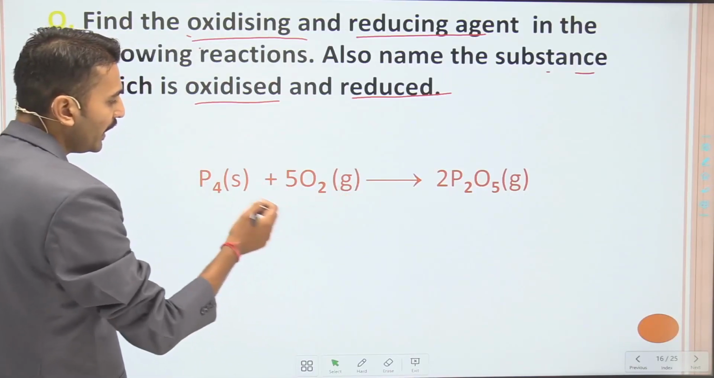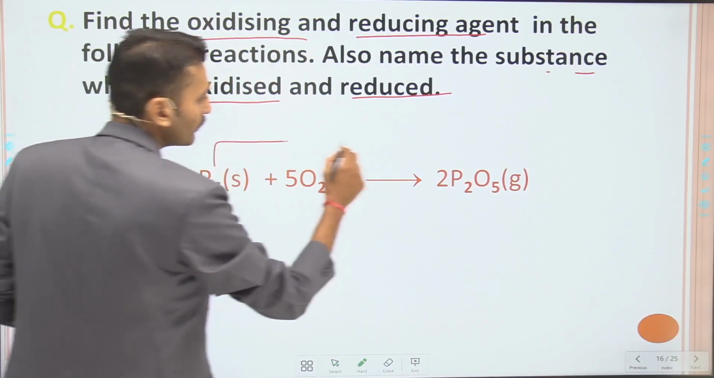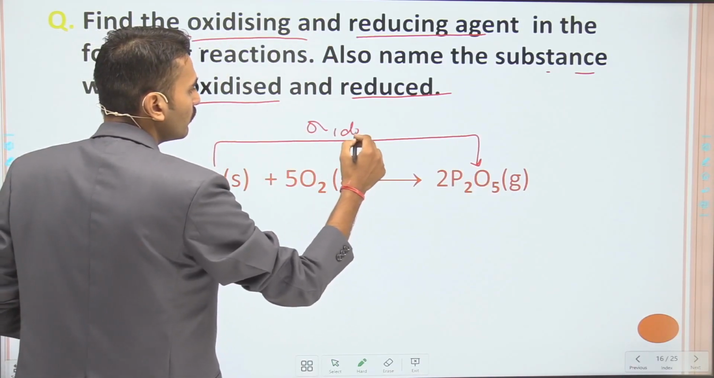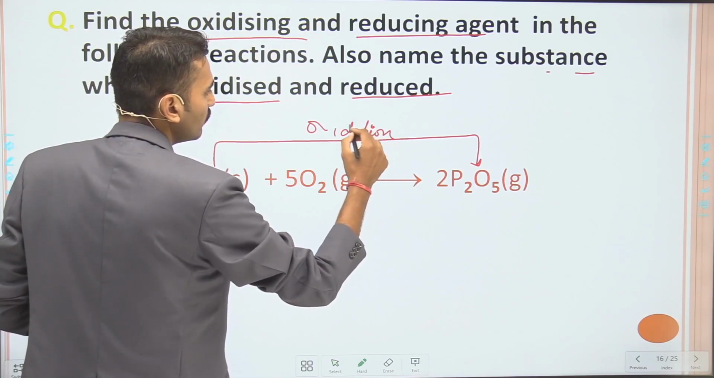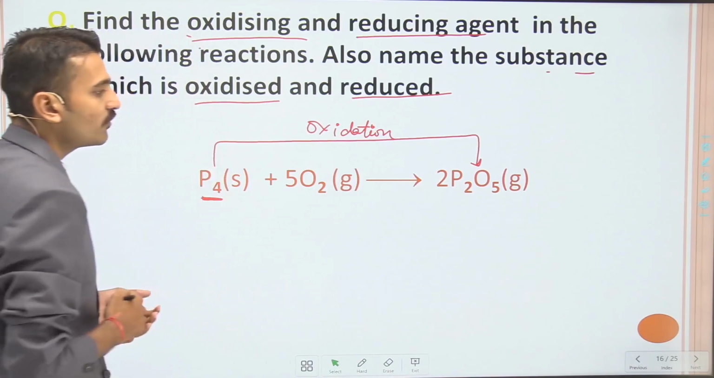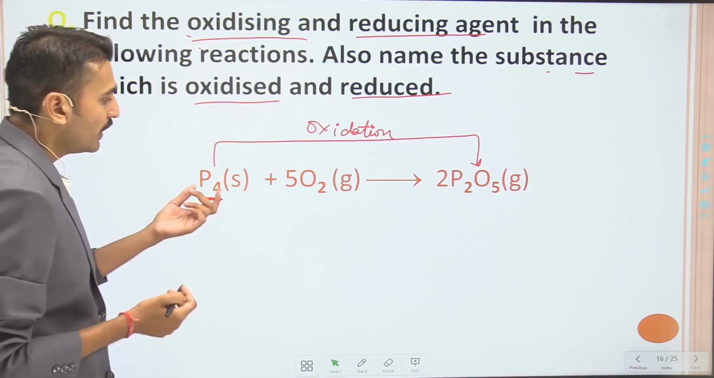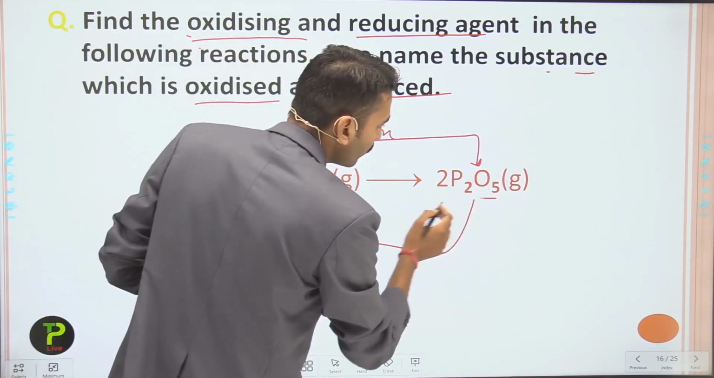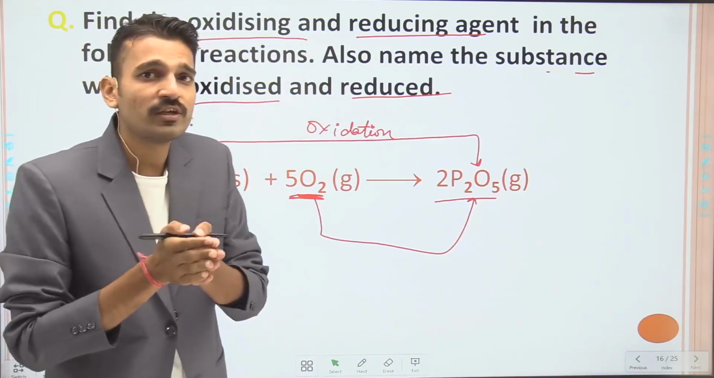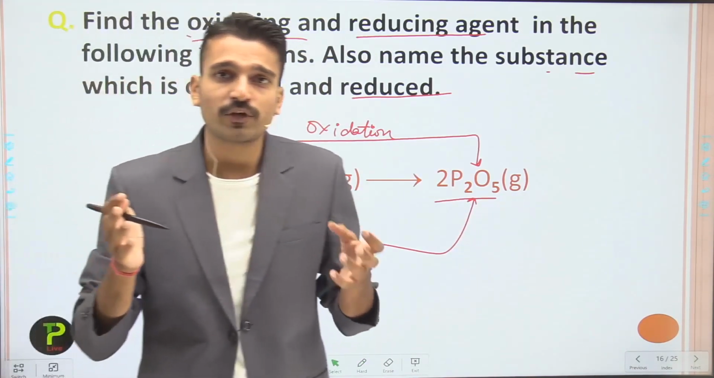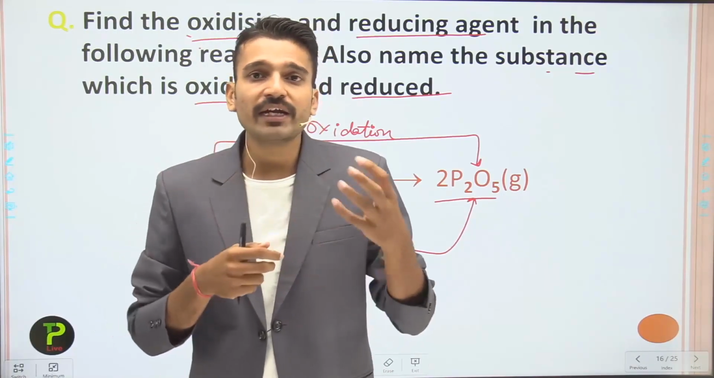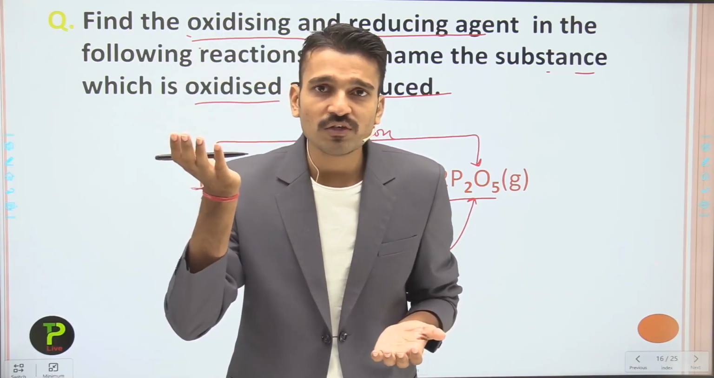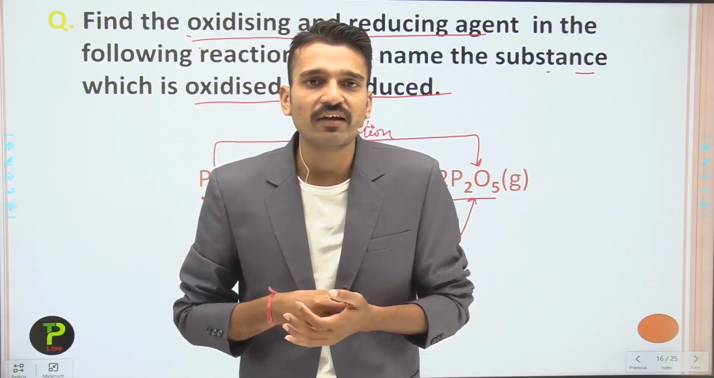The oxygen is being added to this phosphorus. So this is the oxidation of phosphorus. Oxygen is more electronegative than phosphorus. Both are electronegative, but electronegativity is the tendency to attract the electrons toward itself. So the oxygen attracts more electrons toward itself than the phosphorus.